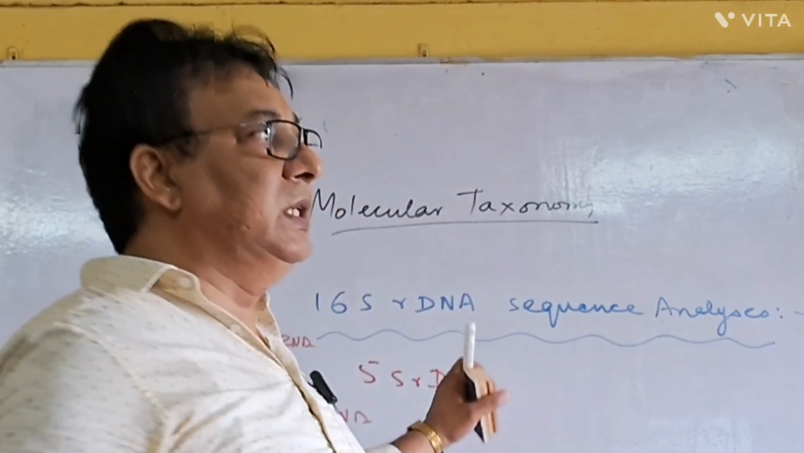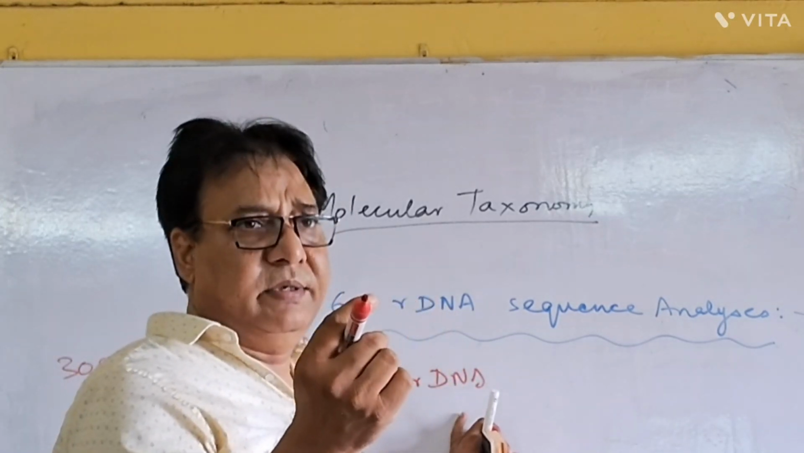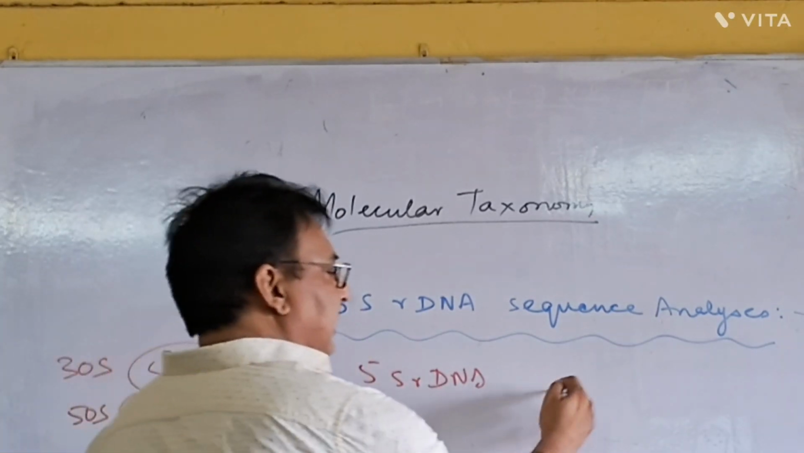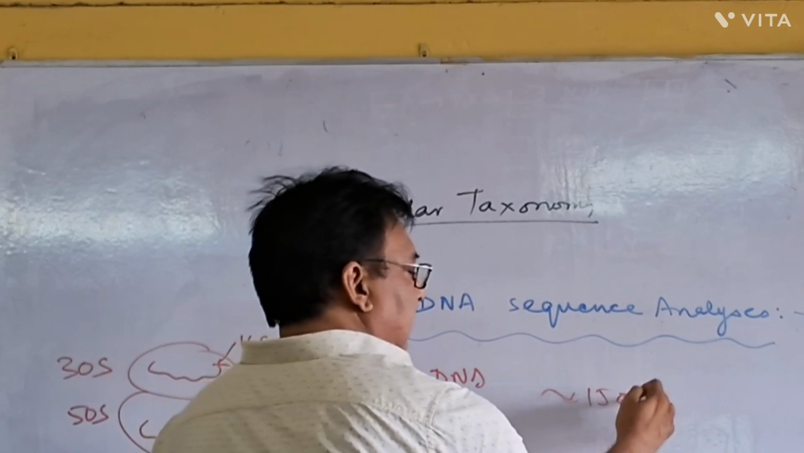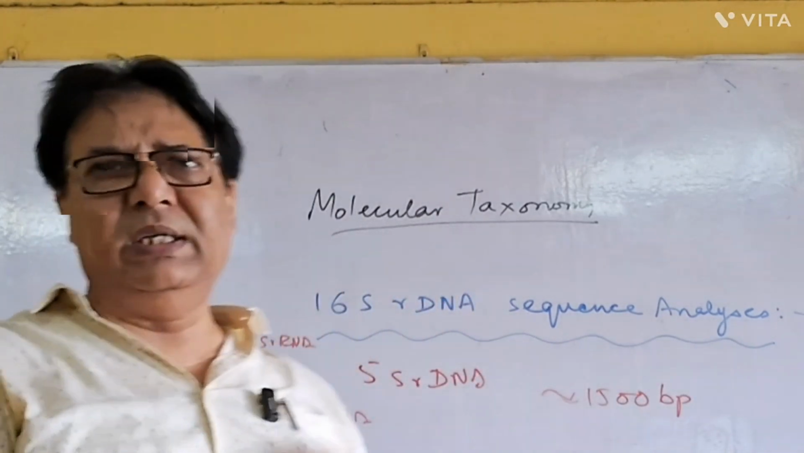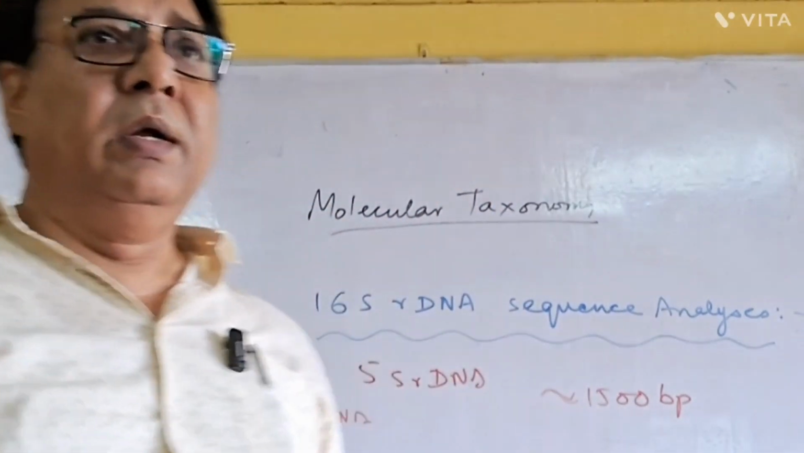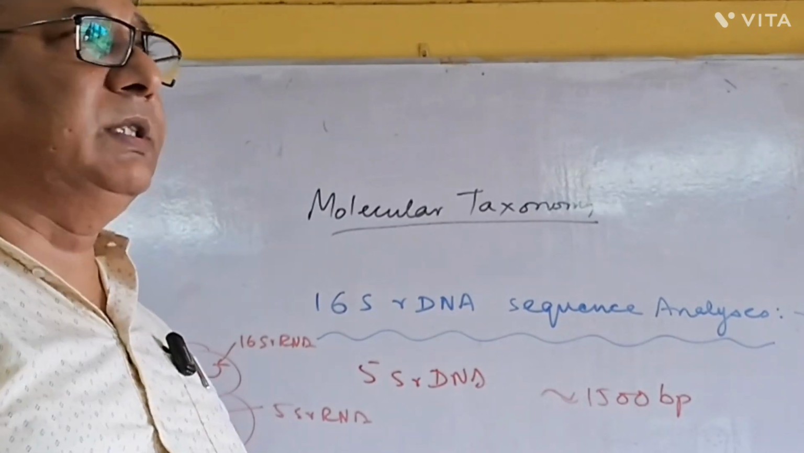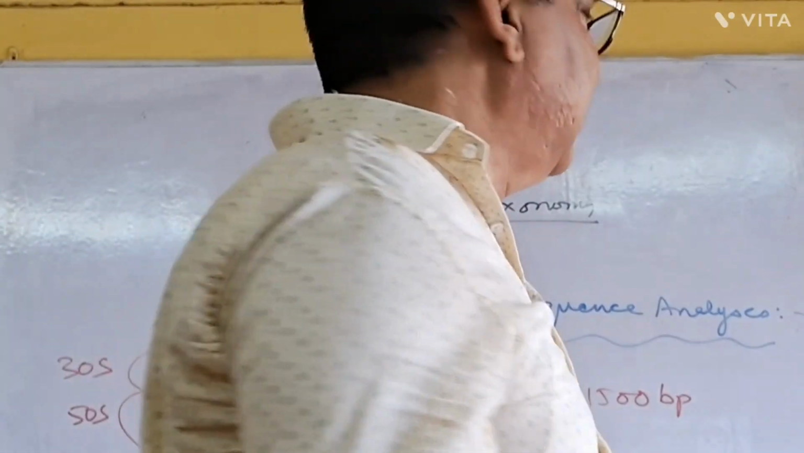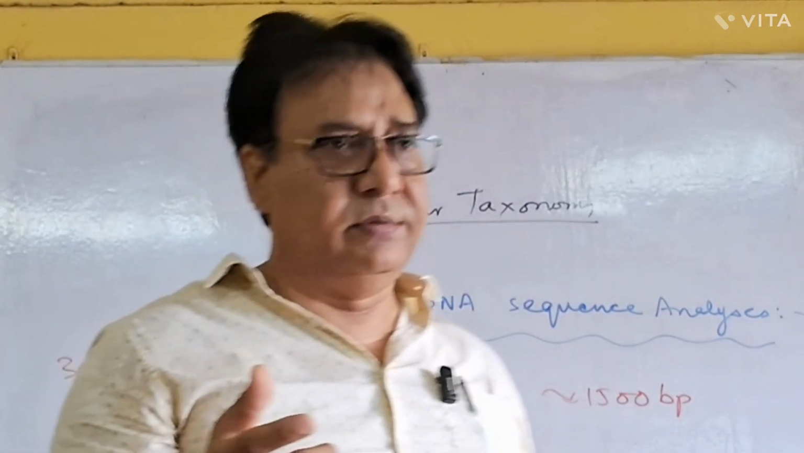Because your 16S rDNA sequence differs a little bit, maybe by one nucleotide. How big is this 16S rDNA? About 1500 bases. I'm saying around 1545 or something like that. So the genome of the organism is maybe 10 to the power 6 base pairs, and out of that you are matching only this much. It will not give the right result.